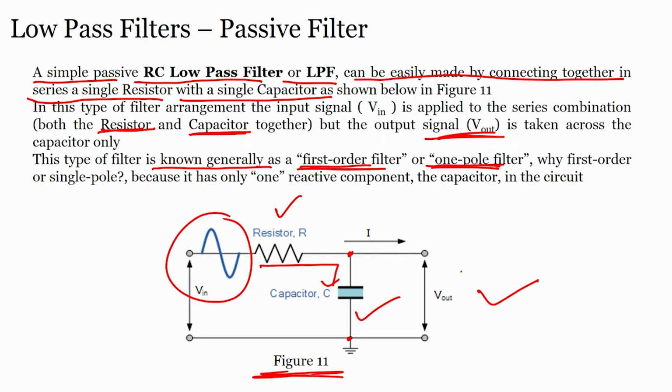This is another thing that I just discussed a little bit before, that there are second order filters as well, there are multi-pole filters as well, 2 pole filter, 3 pole filter, second order filter, right. So, why first order or single pole? Why is it called first order or single pole, that is a question, alright. Because it has only one reactive component, right, the capacitor in the circuit. What is the reactive component in this circuit? Only the capacitor, that is why it is a one pole filter or first order filter, alright.